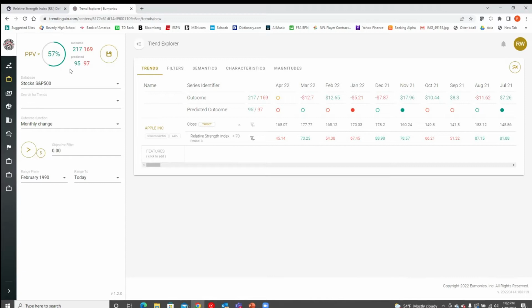Well, let's check the other hypothesis. Let's see what happens when the relative strength is less than 30. And hopefully this one will be somewhat better. Now, our hypothesis here is that when the relative strength is less than 30, the stock price is more than likely to go up. And in fact, it didn't work. When the relative strength is less than 30, the stock price is less likely to go up.